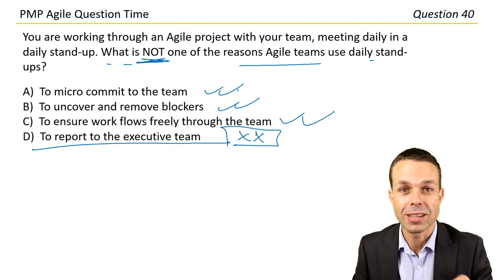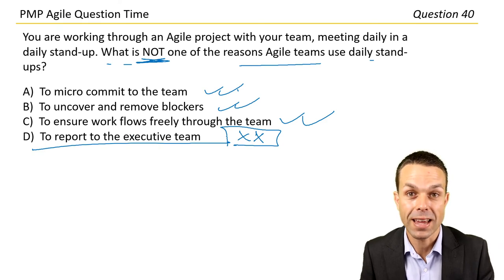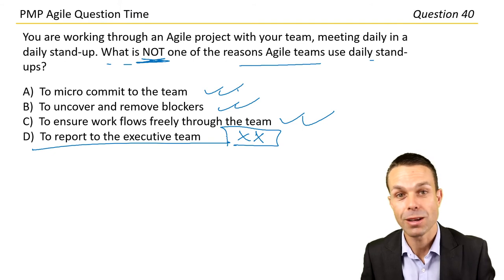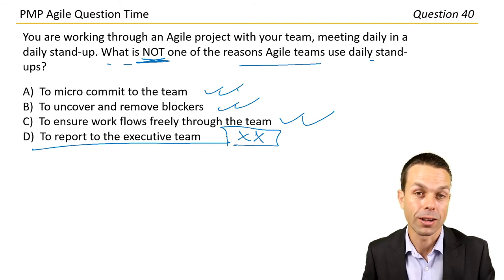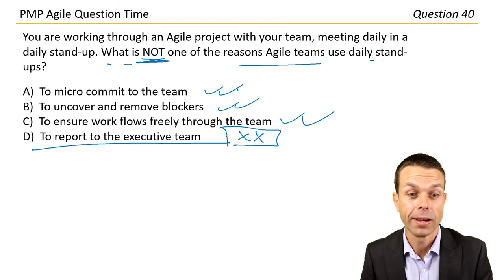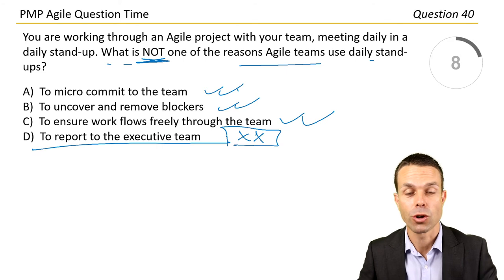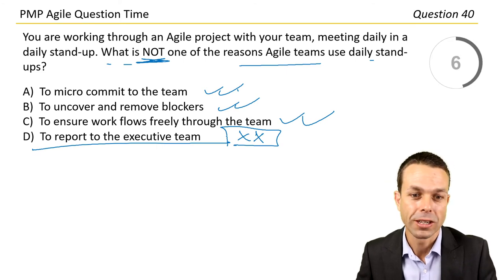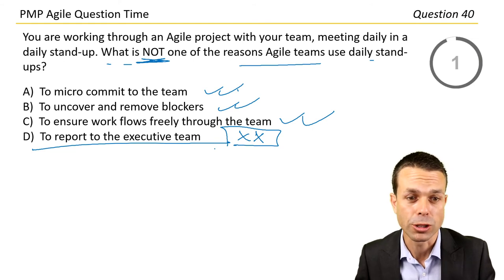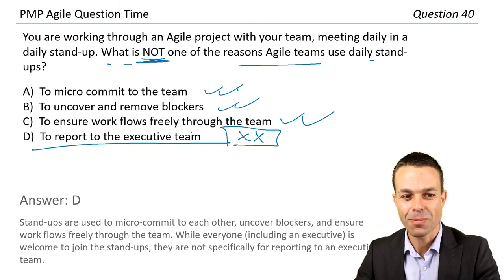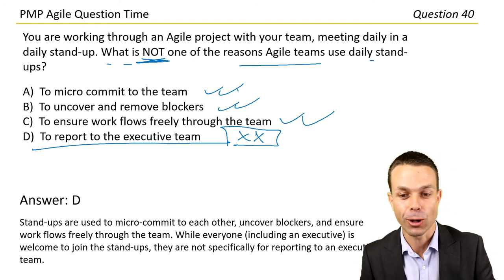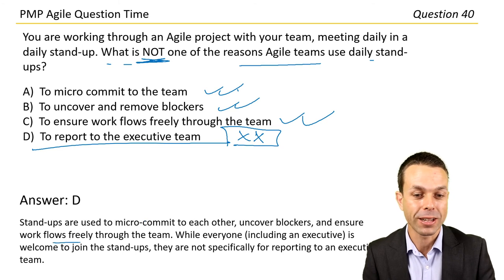And the thing with this is you can invite executives to the stand-up so that they can come and see what's going on. You can invite them to the showcases. You can invite them even to your retrospectives if they would be inclined to come along. Some of the good ones will come along and see how your team is going. But usually a stand-up is not directly there just to report to the executive team, even though they can be a part of the team because Agile is an open approach. So let's go with answer D. Answer D, that's a good one. Stand-ups are used to micro-commit to each other, uncover blockers, and ensure the work flows freely through the team.